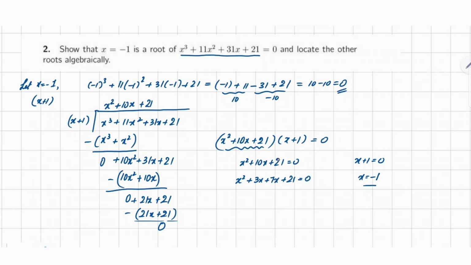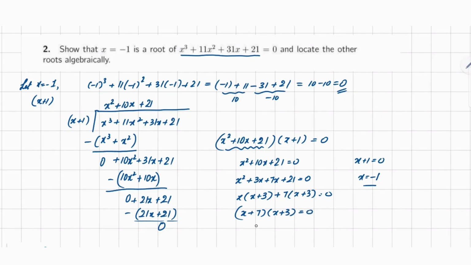So we have the product, which is 21, and the sum is 10. The factors of 21 are 7 and 3, and 21 and 1. 7 and 3 give the following sum. It gives us 10. So the middle term can be split with 3x plus 7x. And we can further simplify it as so. Gives us x plus 7 and x plus 3.